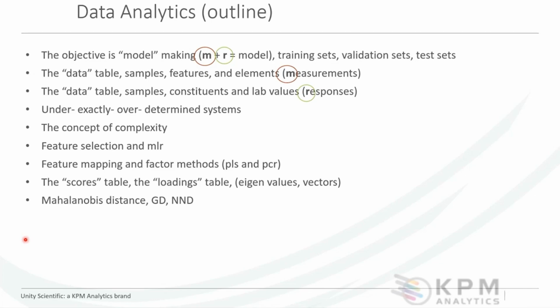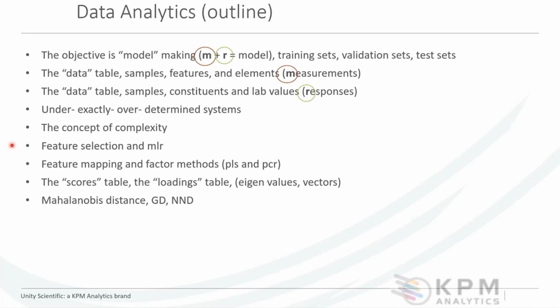So this is the outline of what we're going to go through with this lesson. So we will go into model making. We will talk about the structure of the data and what the different parameters are involved. We will talk about evaluating and making a relationship between these different parameters that are involved. What exactly is an under or overdetermined system as far as these different parameters go? Talk a little bit about the concept of complexity and how that relates to our data set.